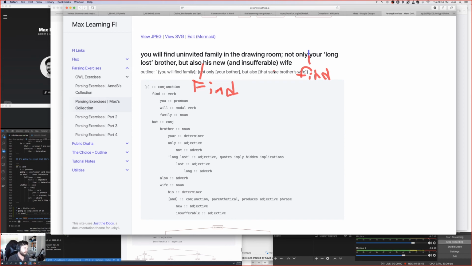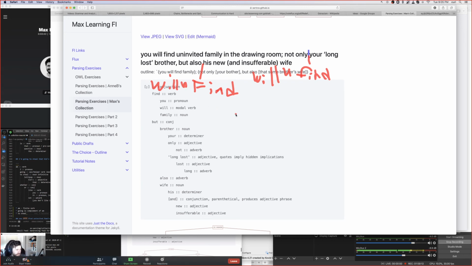Like "not only find your long lost brother, but also find his new wife." Even so, you would need a subject too. Like, "not only you find your long lost brother, but you find his new wife," or something. Well, if we put "not only" in there, we would need "will you" again: "not only will you find." So the semicolon either implies "you will find," or we shouldn't have a semicolon. I think we can just have a colon there, right?